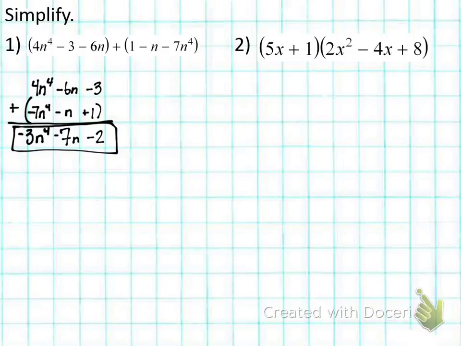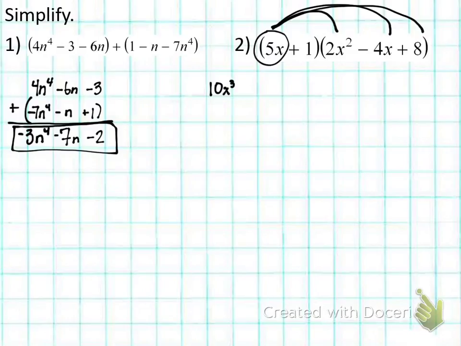So we got 5x plus 1 times the quantity of 2x squared minus 4x plus 8. The first thing I'm going to do is take my first term in my first binomial and distribute it across each of these terms, multiplying each time. So we got 5x times 2x squared is 10, so we go 5 times 2 is 10, x times x squared is x to the 3rd.